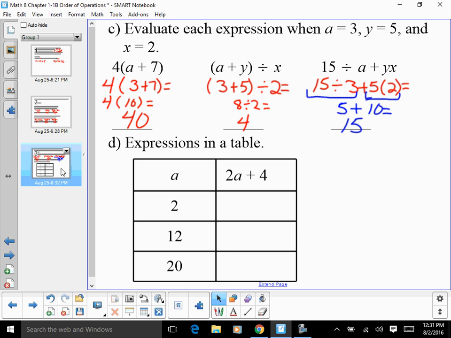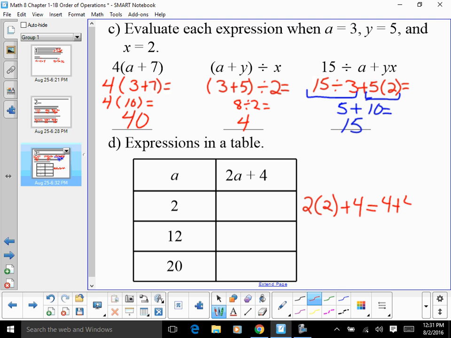There are times when they will do these in a table, and this is where a lot of students use mental math a little bit, but again, you can write it out along the side if you need to. For example, you could put 2 times 2 plus 4, and then do the math. 2 times 2 is 4, and 4 plus 4 is 8. Some students actually write it all the way out. Otherwise, if you want to hit pause again, do these last two, and then I'll go over the answers.